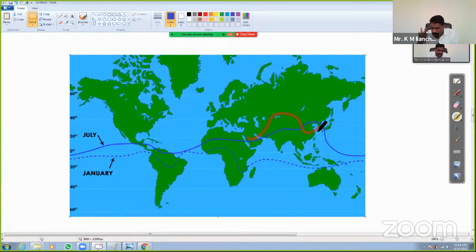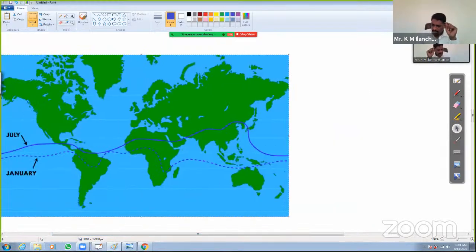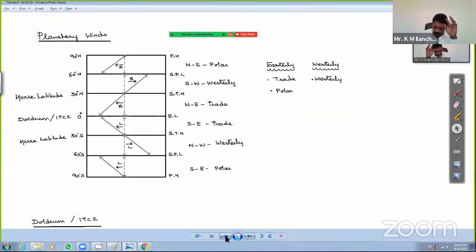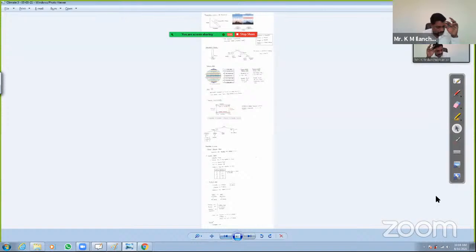Now, my dear friends, let me consolidate all the story I have told you. Number one, every pressure belt shifts north during summers and south during winters. But what exactly is this? One thing you have to understand here: there are 7 pressure belts, my friend. If you can correlate it somewhere, there are 7 pressure belts.